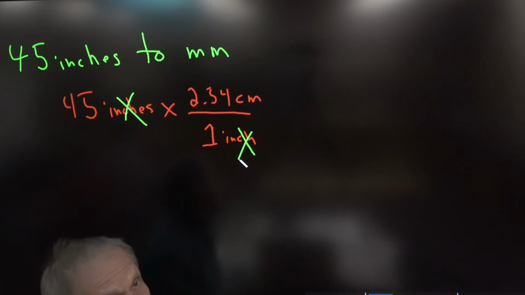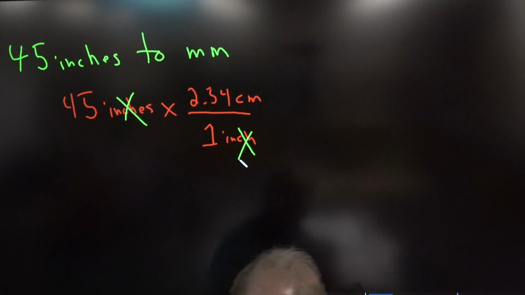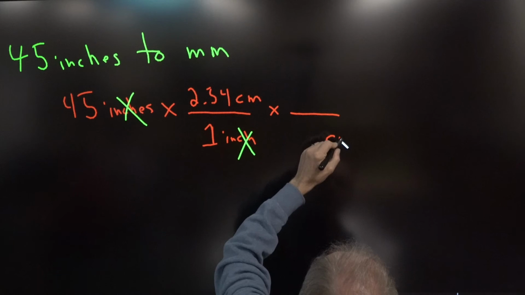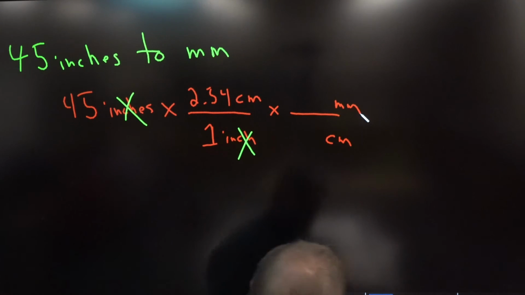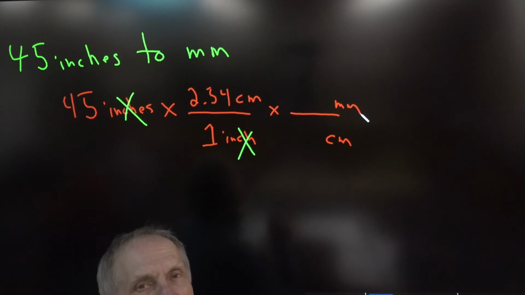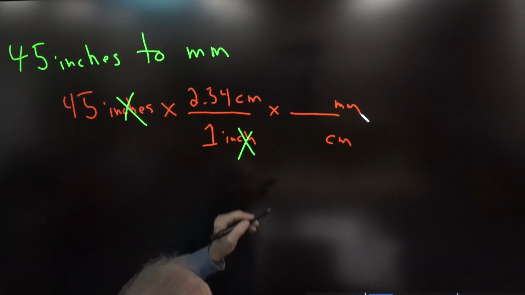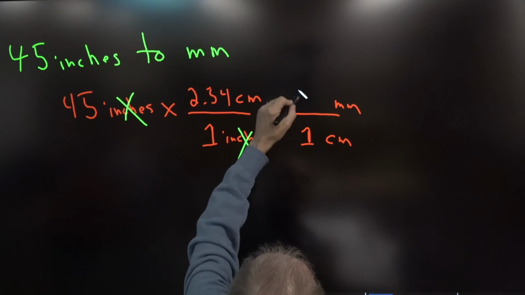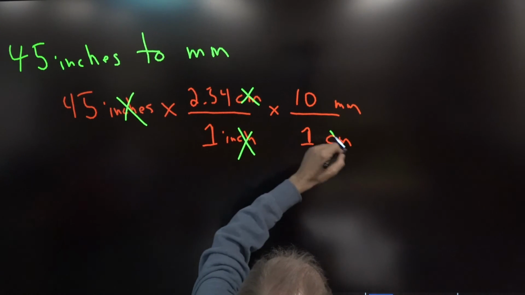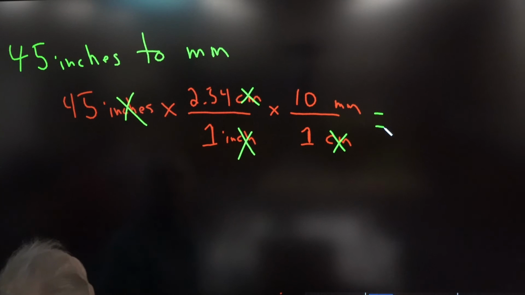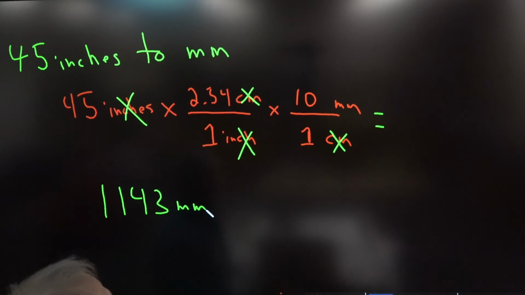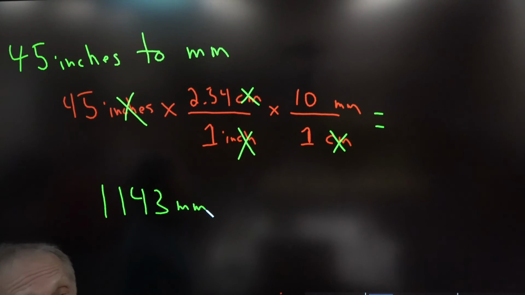Now we got to go from centimeters to millimeters, so we only have one more step. So we put centimeter on the bottom, millimeter on the top, and remember there are 10 millimeters to every centimeter. All right, so 1 centimeter is 10 millimeters. So now we wipe out centimeters with centimeters, and here is our answer, 45 times 2.54 times 10. So multiplying all those together, I get 1,143 millimeters.